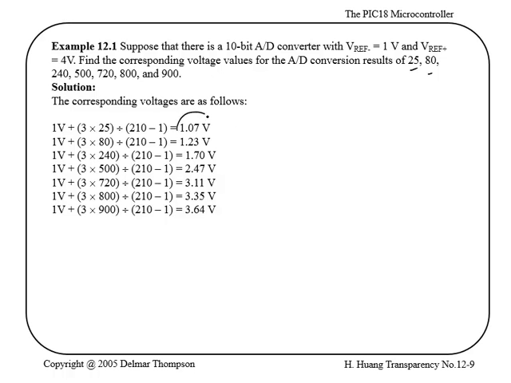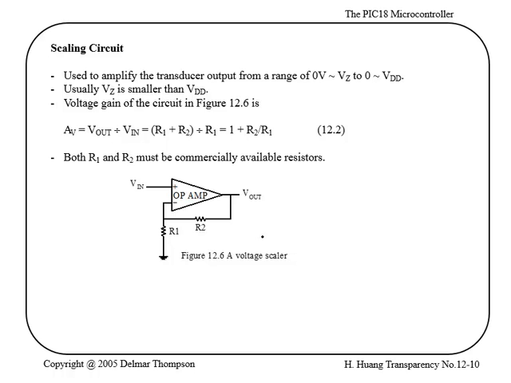So say I got a 1.7 volt or 2.47, and these are all based on a 4 volt reference here. So if I'm given a 3.35 volt, what value is that going to convert to? And check your results compared to here. All right. Now the conditioning circuits.